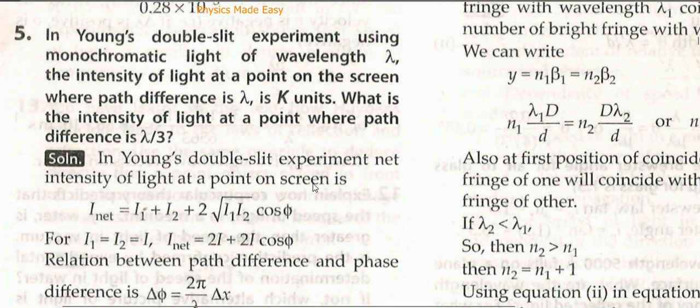Next problem. In Young's double slit experiment using monochromatic light of wavelength lambda, the intensity of light at a point on the screen where the path difference is lambda is k units. What is the intensity of light at a point where the path difference is lambda by 3? Now this is the problem left to you.